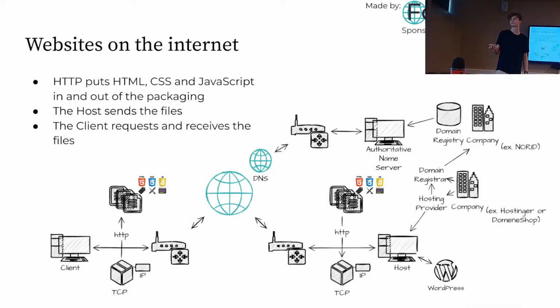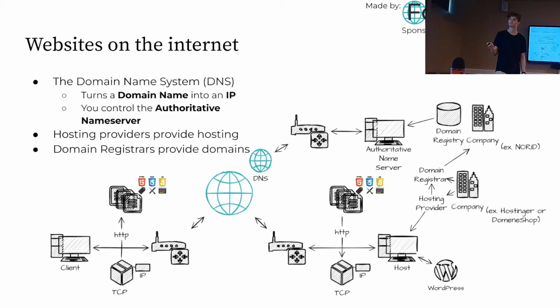So, websites on the internet. HTTP puts HTML and CSS and JavaScript in and out of the packages, the TCP, if I remember. Yeah, the TCP. And so once your computer sends out those TCPs, as I've explained earlier, the host gets the HTTP thing and then sends the files back, which the client has requested. And yeah, that's how you get access to a website.